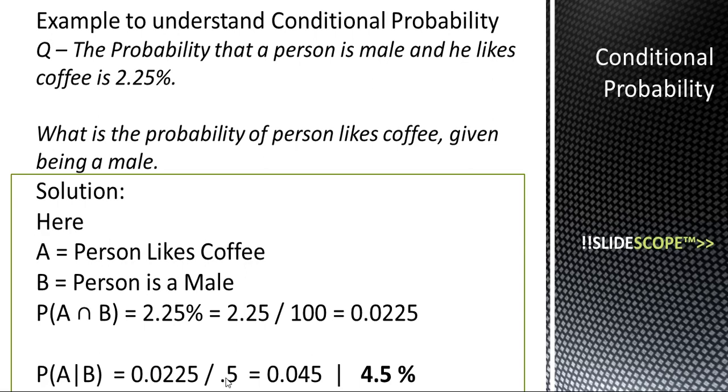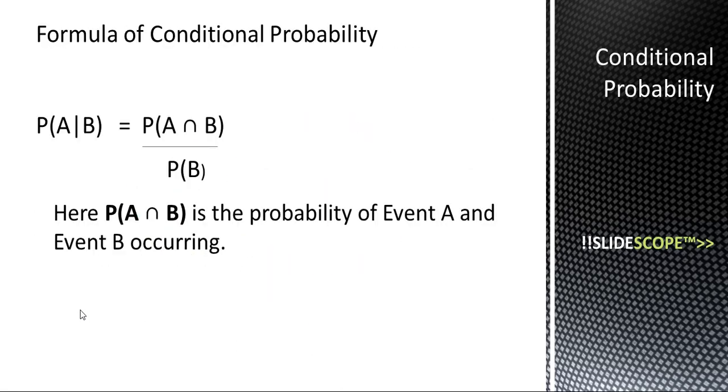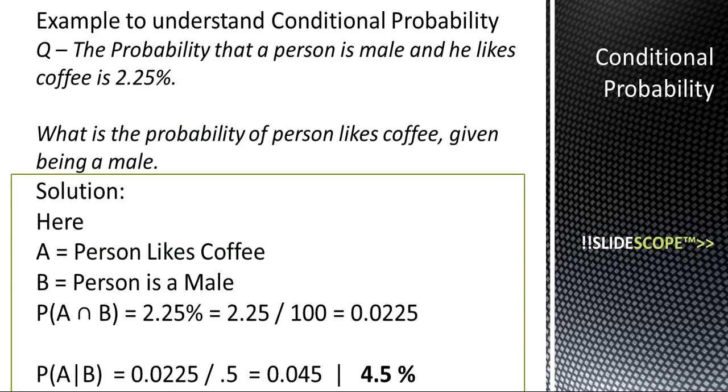Now why 0.5? Because this is the probability of B. Remember this formula. P(A ∩ B) in our case is 0.0225, and P(B): given we have male and females only, the probability of B will be 0.5, because the probability of a person being male is 50%, and the probability of a person being female is also 50%. So on the basis of our calculations, the probability of a person who likes coffee given being a male is 4.5%.